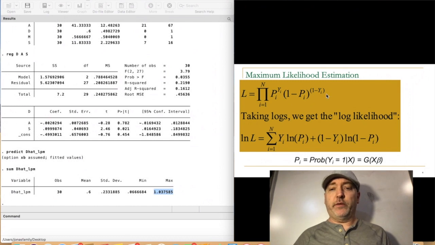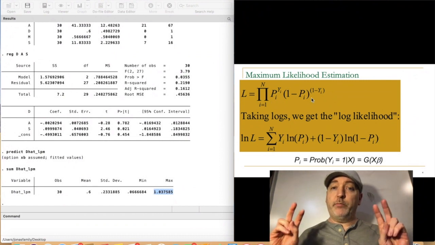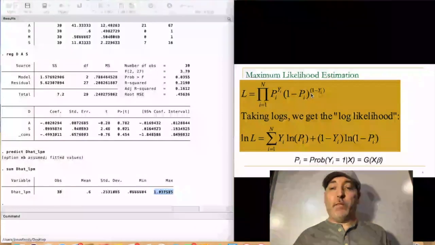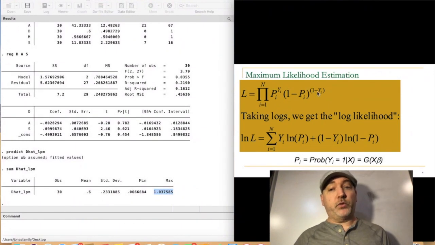So the construction of the function looks like this. It's the product of each observation's probability of observing what we see. So this term here, p_i to the power y_i, well, the y_i is the 0 or the 1, right? And when that takes on the value 1, we get p_i to the power 1, but 1 minus p_i disappears because 1 minus 1 would be 0. So it's the probability of seeing a 1 when a 1 actually occurs.